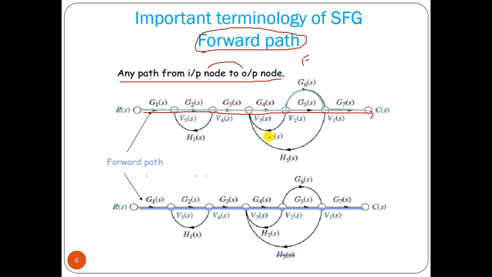This is one forward path, and we can have another one. This is your direction. So we can have another forward path. We are coming here and there we are going through this way. So in this example we have two forward paths, okay. This is one, this is second forward path. Going from input to output we can have many forward paths, okay.